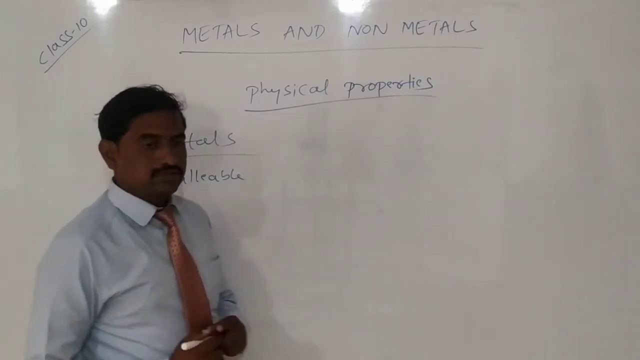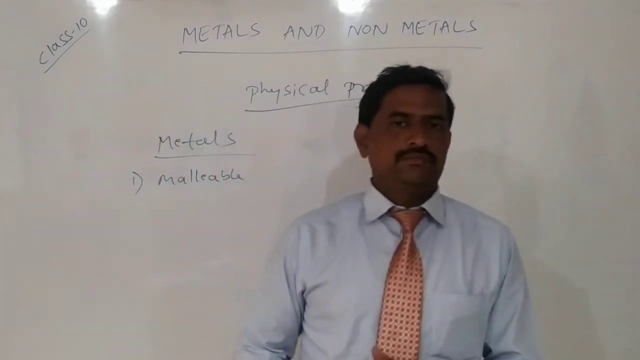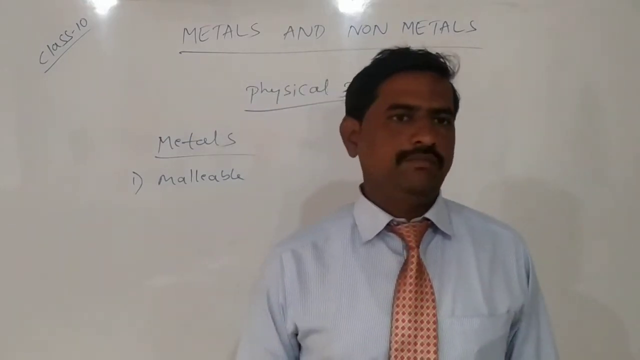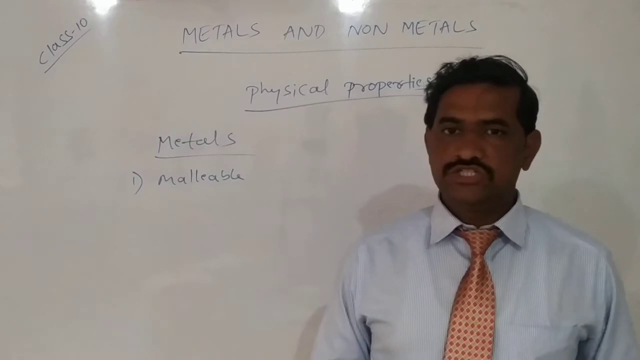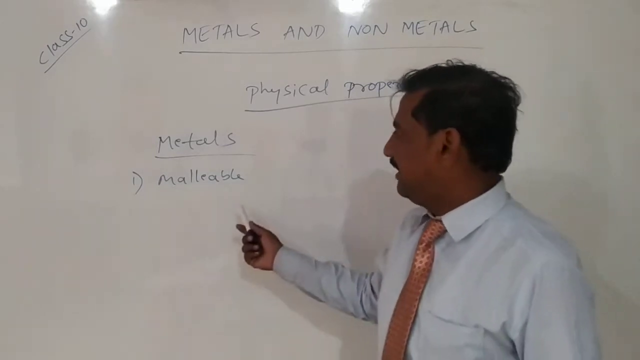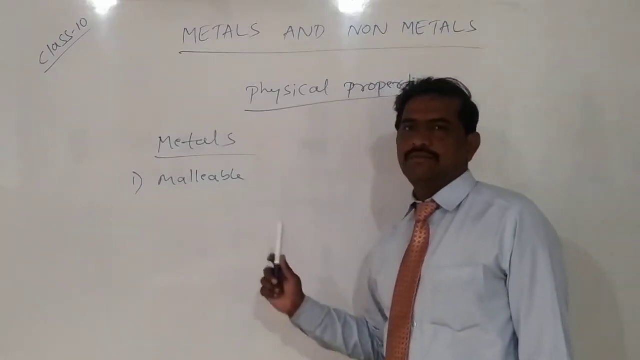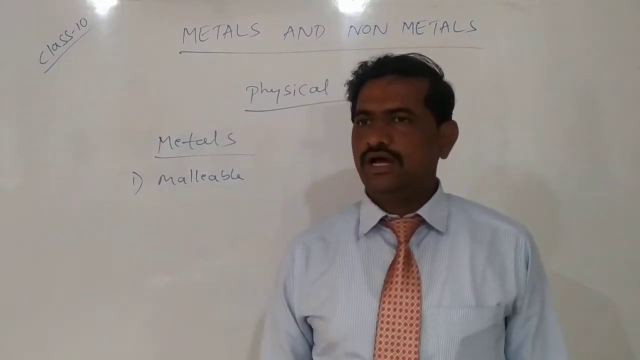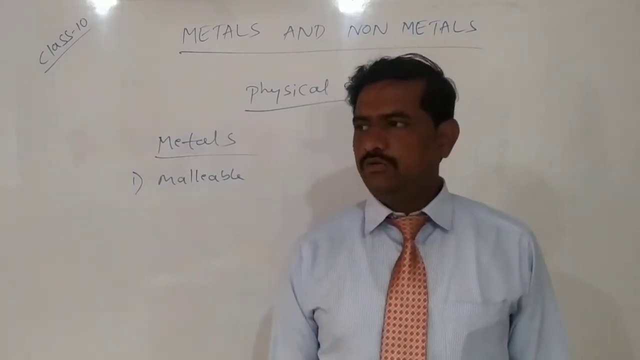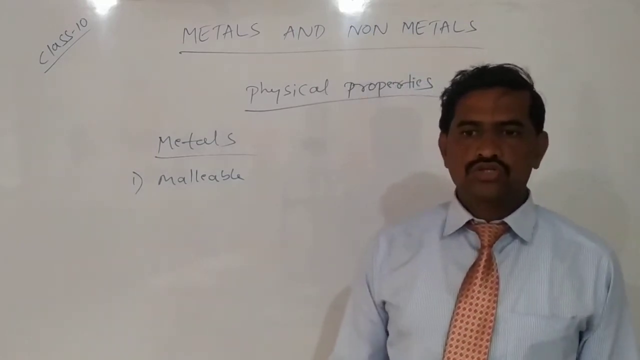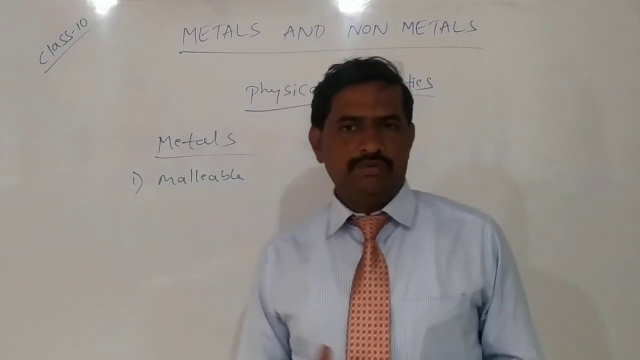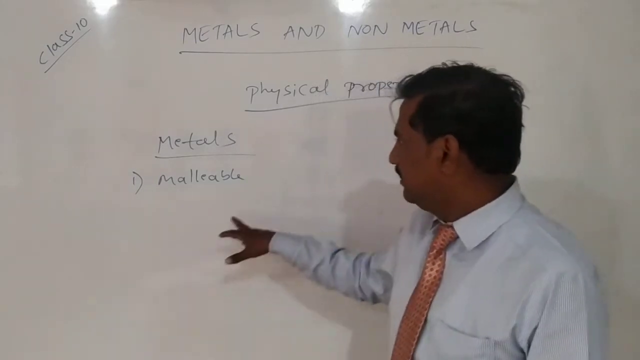Malleable means that metals, when beaten, can be made into thin sheets. That property is called malleability. All the metals are malleable. The most malleable metals are gold and silver. By beating, we can make them into thin sheets. So that is malleability.